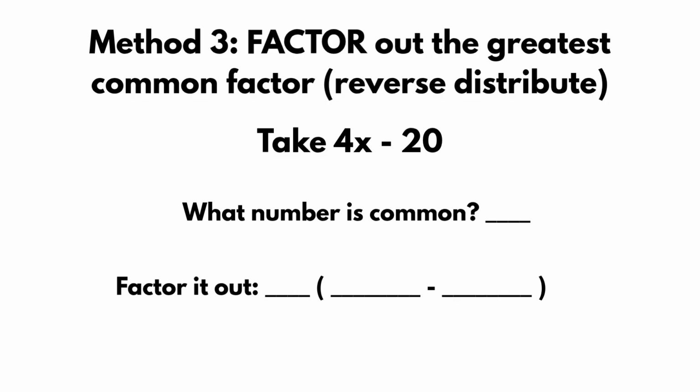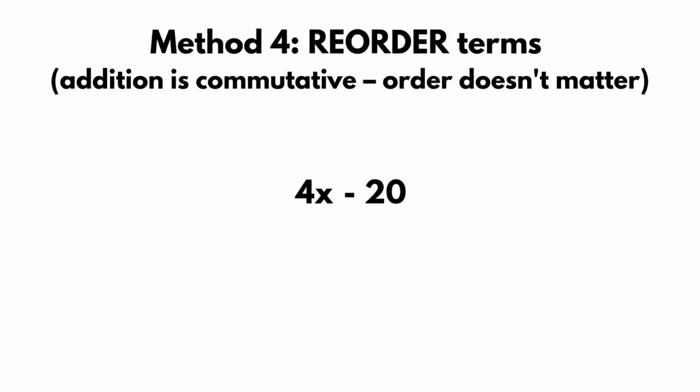Or we can pull out a smaller factor instead, which here is 2. Dividing both terms by 2 gives us 2 open parentheses, 2x minus 10 close parentheses. Different look, same value. Finally, we can reorder terms, basically letting them swap seats using the commutative property. But watch out, you can only swap terms that are being added.